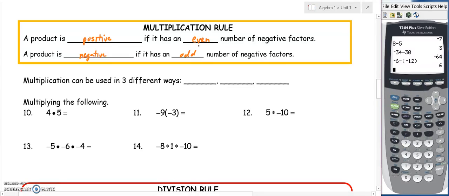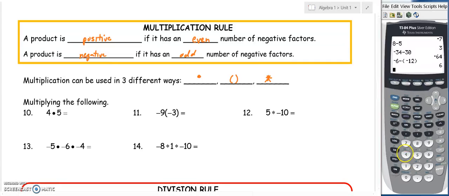Remember that multiplication you can see in three ways. You see it as a dot, you can see it using parentheses, or using something that looks like an asterisk. This is the least common. In middle school, you also used to see an X. We're not going to use X's anymore for multiplying because X's start to look like variables and can confuse some of us. So let's multiply the following.